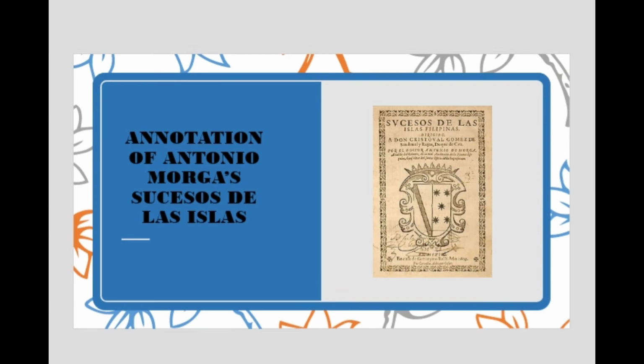Morga's Sucesos de las Islas Filipinas. The annotation of Morga's is the book written by Antonio de Morga, and it is considered as one of the important works of the Spanish colonization of the Philippines. It was published in Mexico in the year 1609.